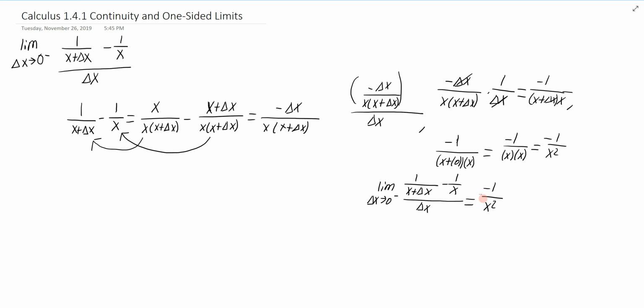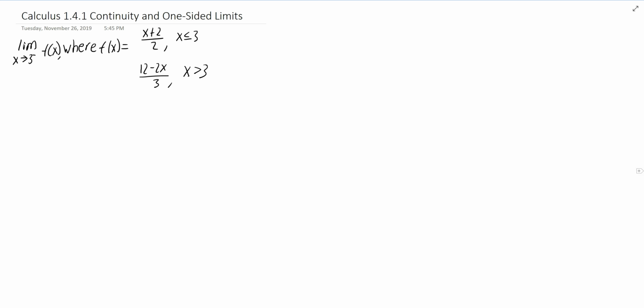Alright, so here's our next example. We're looking at the limit as x goes to 3 from the left of f of x, where f of x is this piecewise function: x plus 2 over 2 for x less than or equal to 3, and 12 minus 2x over 3 for x greater than 3.